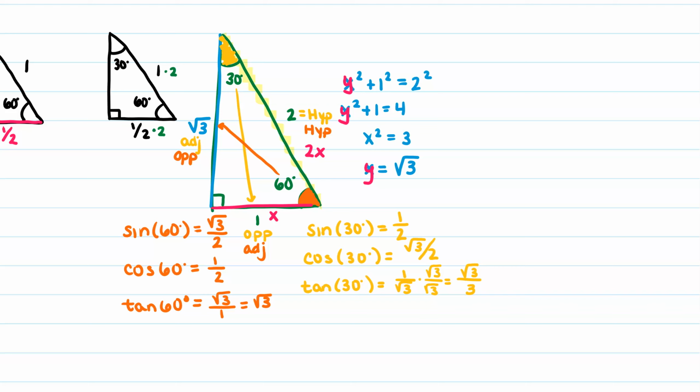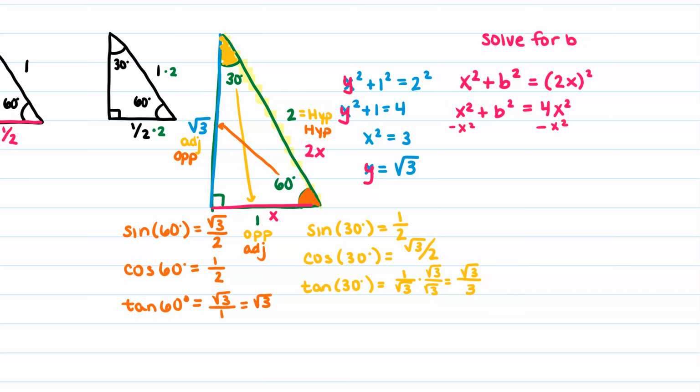All right, so if I called the one leg x, then I would have x squared plus, now remember, this blue side, I don't know it. I want it in terms of x. So I will call it b squared equals c squared. So 2x squared. Now here, I'm solving for b. So x squared plus b squared equals, now when you square 2x, you're timesing 2x by 2x, which makes 4x squared. And so now if I subtract x squared from both sides, I get b squared equals 3x squared.